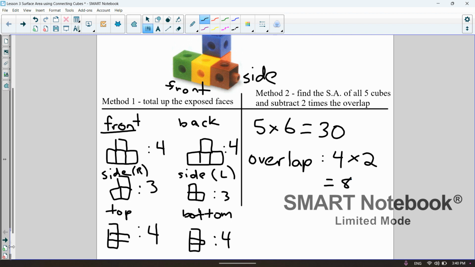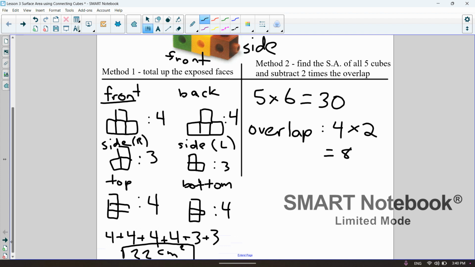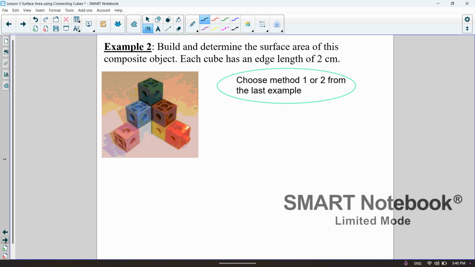Now we take our original, our 30, and we subtract the overlap to give us 22 centimeters. So both those options work anytime we are trying to find the surface area. You just get to choose which one you like the best. Okay, let's try another one. This is the last example.